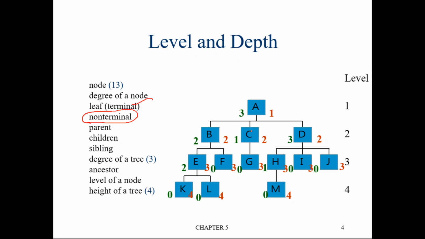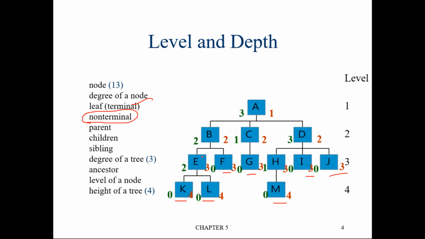In this graph, what are the leaf nodes? K, L, M, F, G, I and J are leaf nodes. So their degree is 0, because they don't have any subtrees or children, and they are called terminal nodes. The nodes other than the leaf nodes are called non-terminal nodes.